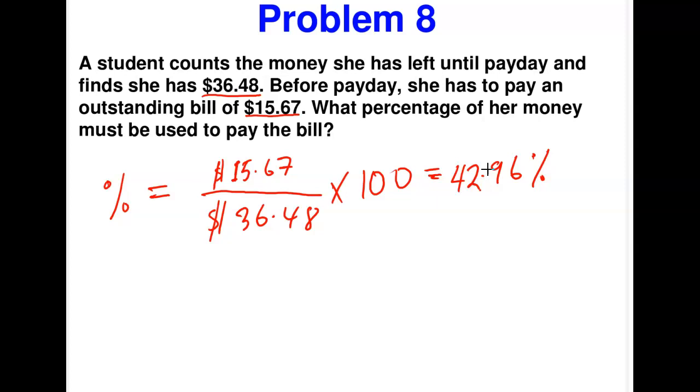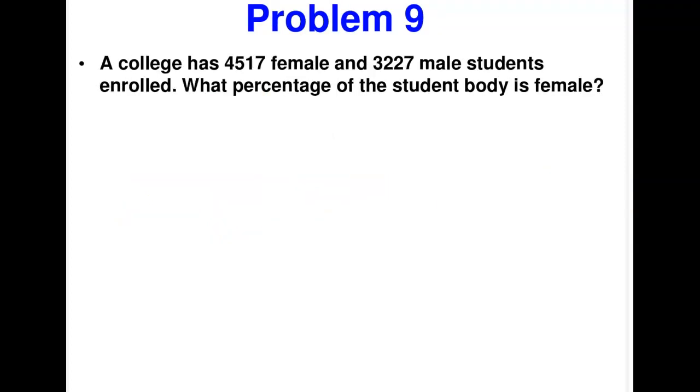Let's go to the last one. Another percentage problem, which will happen to be the last problem for this section. So a college has 4,517 female students and 3,227 male students enrolled. What percentage of the student body is this?